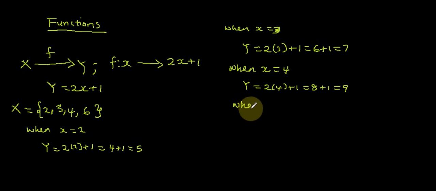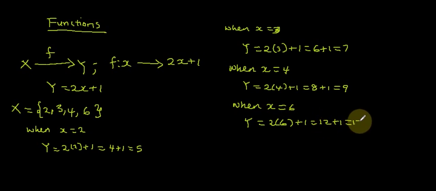Lastly, when x is 6, we have our y to be 2 into 6 plus 1, which will give us 12 plus 1, which is 13. From here we can now conclude that the elements of y are 5, 7, 9 and 13.